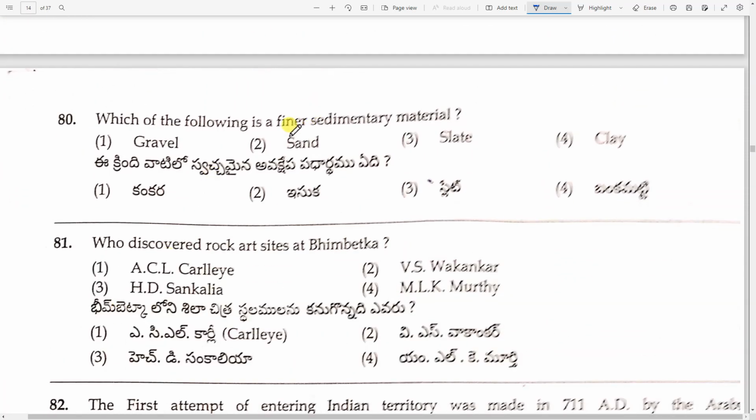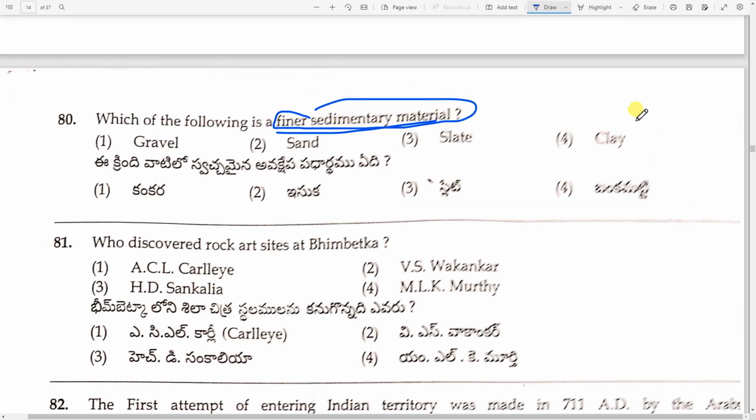Which of the following is the finer sedimentary material? Here it is asking for finer sedimentary material only. So by particle size, the clay will be the smallest, but when we consider sedimentary, clay is not a sedimentary. So the correct answer will be sand.